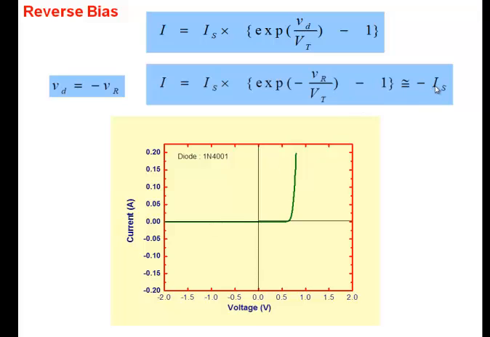You would expect reverse saturation current to be IS. You may find reverse saturation current is several orders of magnitude higher. So what you may find is that this model, you may have one IS for the forward bias and a different IS for the reverse bias.